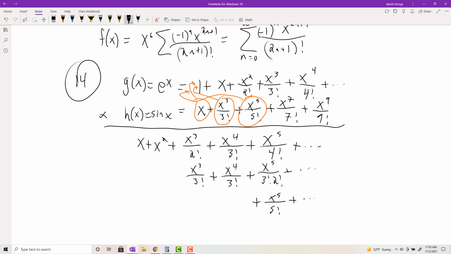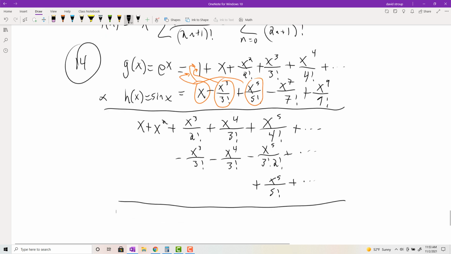Oh, and I lost my negatives in there, right? That's what I get for thinking I can have everything memorized. Sine of x has alternating signs, so it's not quite just as easy as taking the alternating terms from e to the x. It's minus, plus, minus, plus. So I need to go through and rewrite those. The second portion here, right? This will be minus, minus, minus. Then you add column-wise. You need the first 4 terms.